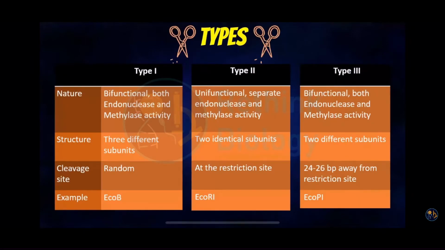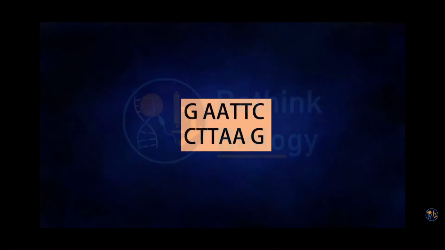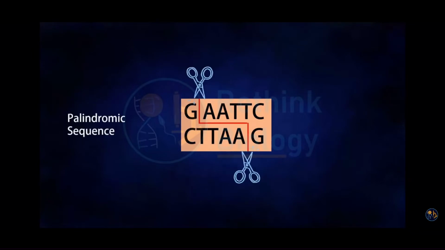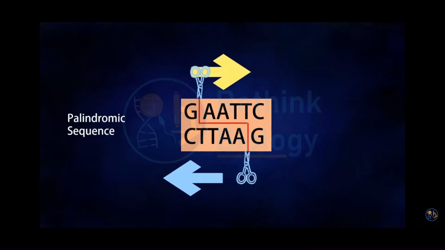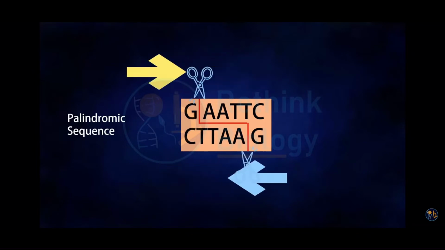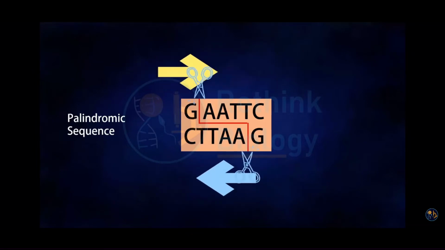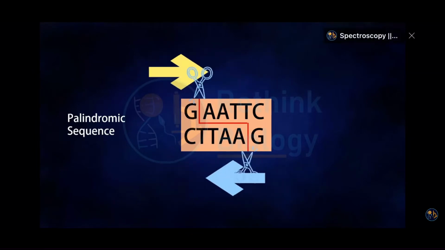It is functional in nature and has two different subunits. It can cut the DNA at 24 to 26 base pairs 3' to the restriction site. For example, EcoP. These recognition sites are palindromic sequences within the DNA duplex. Palindromic sequences are those sequences which read the same from both directions. That means the two strands of DNA have the same nucleotide sequence but in the opposite direction, like this.